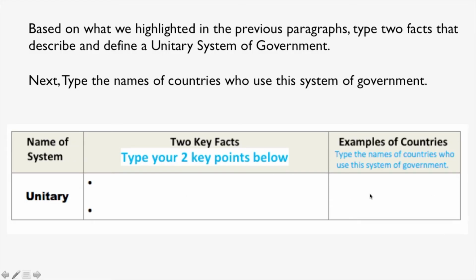So based on what we highlighted, go ahead and type in those facts. I would pause the video here, go back and make sure I got my facts, and type them down into the little graphic organizer within your notebook. Please type those out and put down the names of all those different countries. Type in the name of each country that you saw that had this type of government. This again is unitary, where the circle in the middle is one single giant unit with all the power.